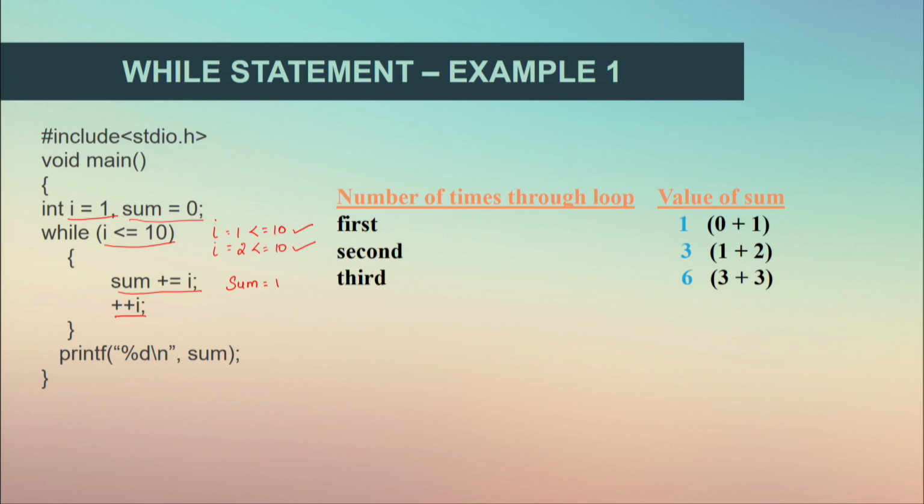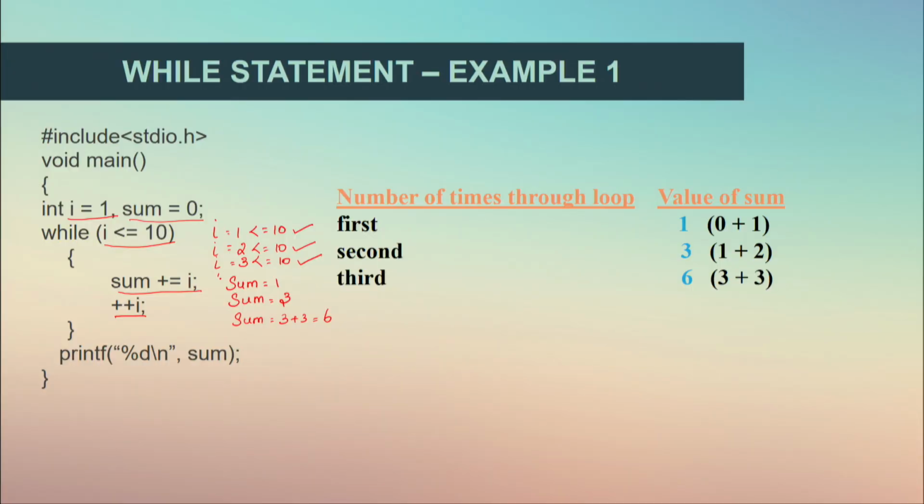Now, the sum value is already 1. So, now it is getting added with the I value, which is 2 now. So, henceforth, the sum value becomes 3 at the second iteration. Then, for the third iteration, the I value is incremented and becomes 3, which is checked against the value 10. This is again true. So, sum is already 3, which is now added with 3. So, the sum value becomes 6.